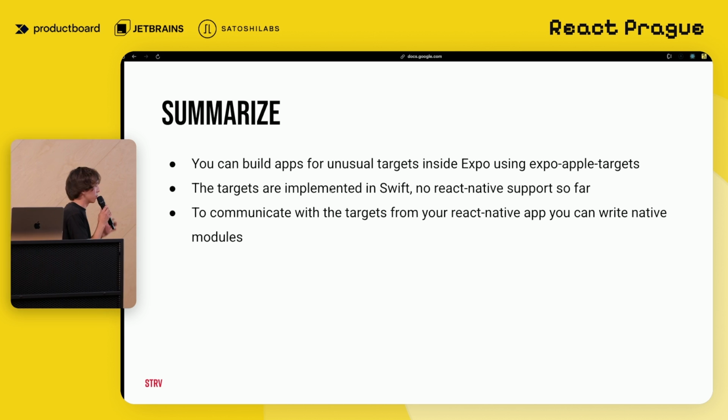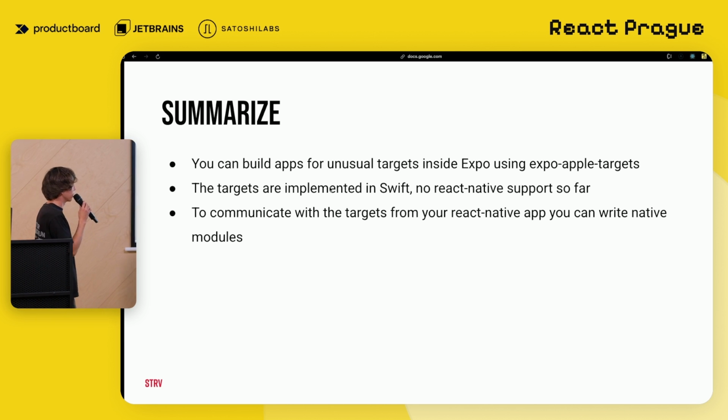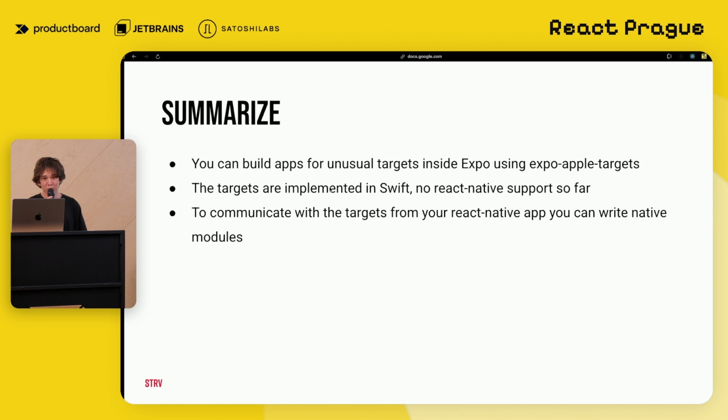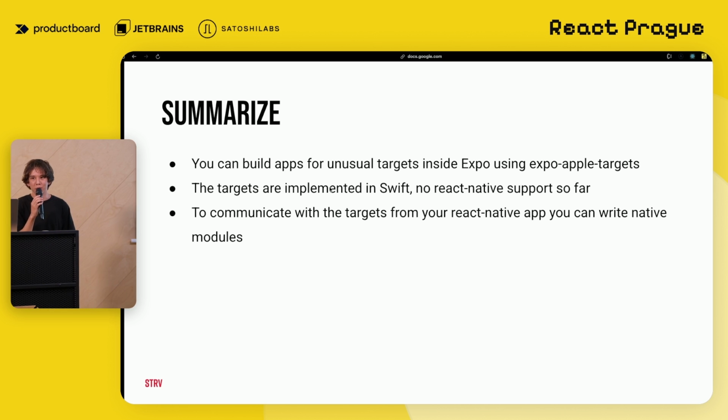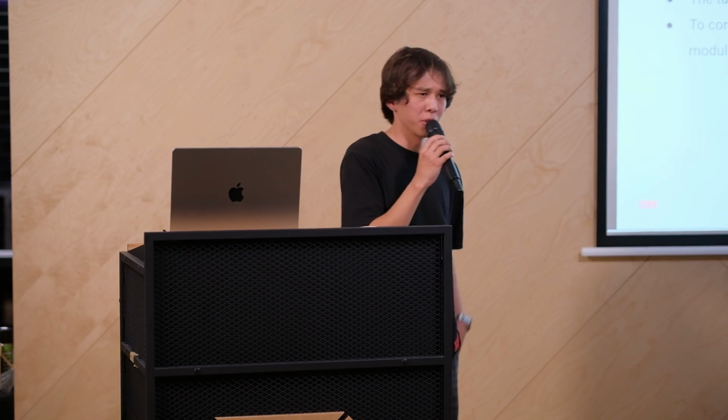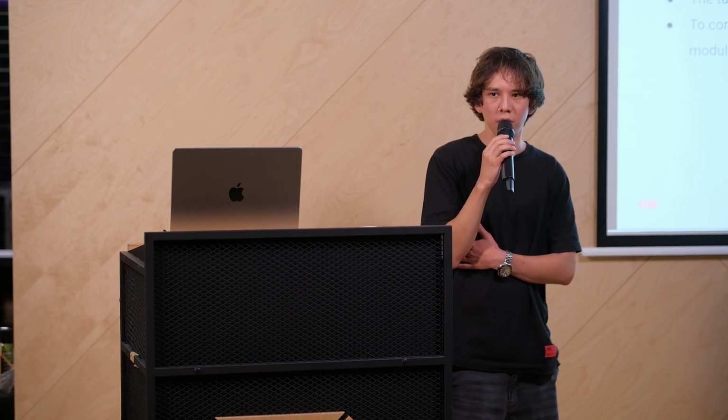If I summarize what I told you, you can build apps for unusual targets inside Expo using Expo Apple Targets. The targets must be implemented in Swift. There is no React Native support yet. And to communicate with these targets, you can write native modules, but each target usually requires a different approach. For instance, for the Apple Watch, you will communicate with the Watch Connectivity framework. With the widget, you can use the extension storage and so on.